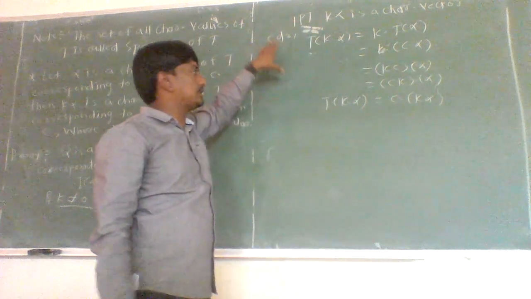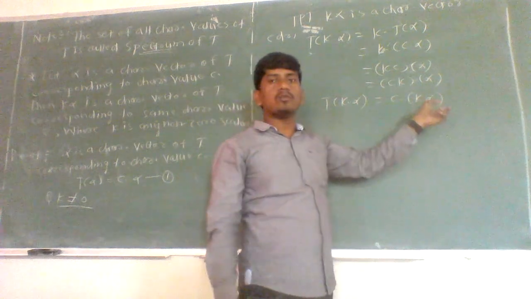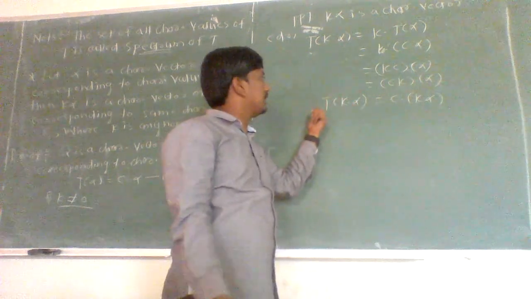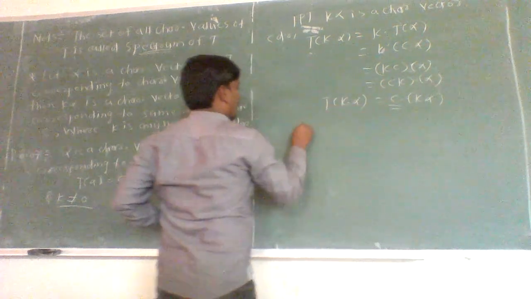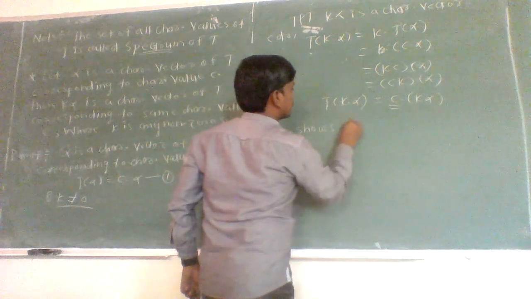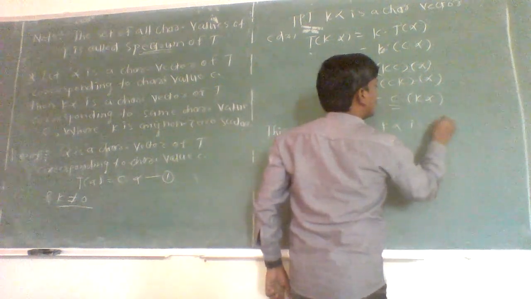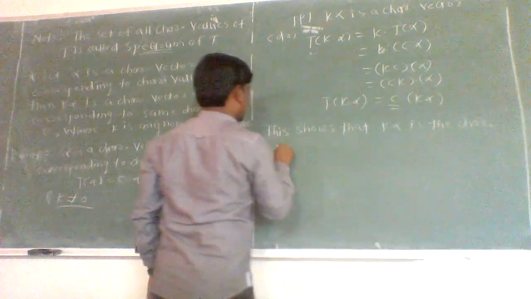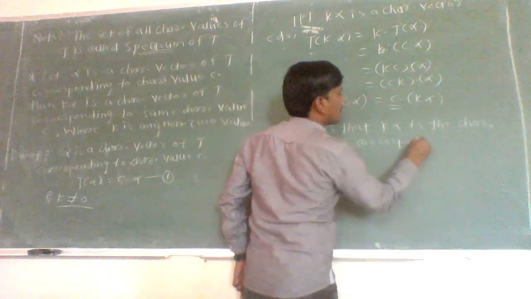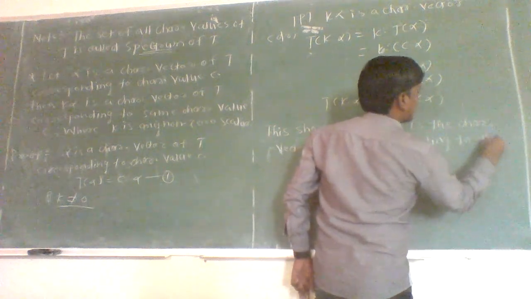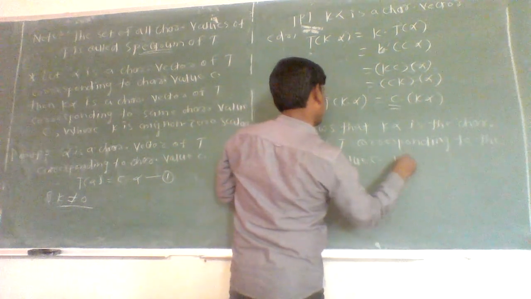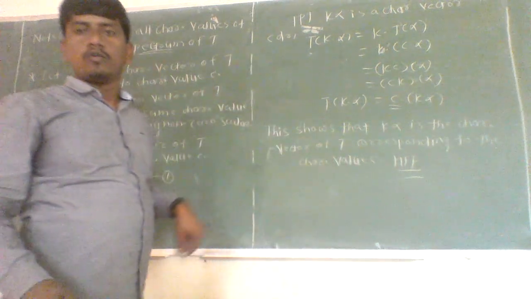Therefore, from the definition of characteristic value, T of K alpha is nothing but C into K alpha, which implies that K alpha is the characteristic vector of linear operator T corresponding to the characteristic value C. This shows that K alpha is the characteristic vector of T corresponding to the characteristic value C, and hence the proof.